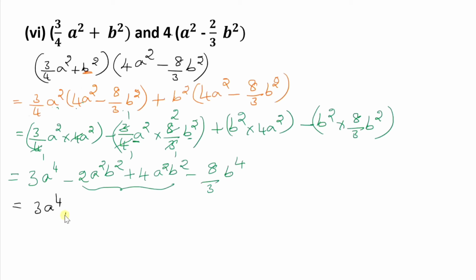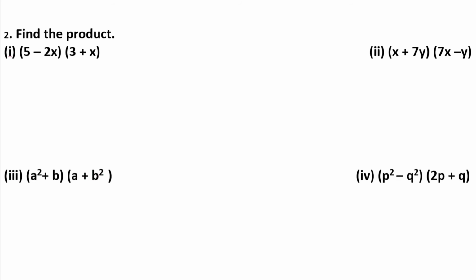3a to the power 4. Here you are adding minus 2a square b square with plus 4a square b square. So you need to find the difference as usual. It is 2a square b square, but the larger number has plus sign, so this should be plus. Minus 8 by 3 b to the power 4. So this is the final answer.